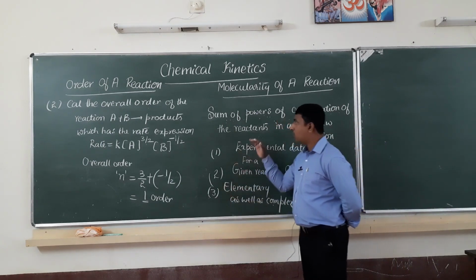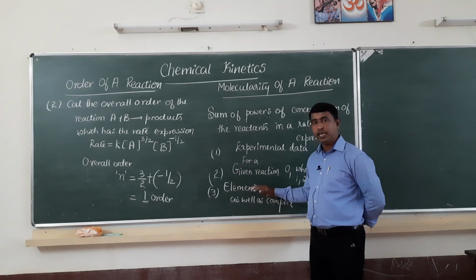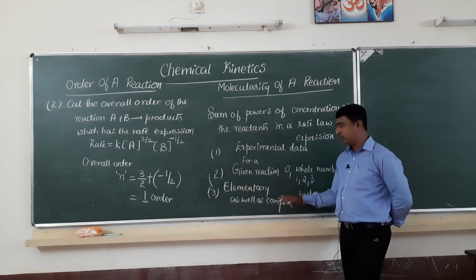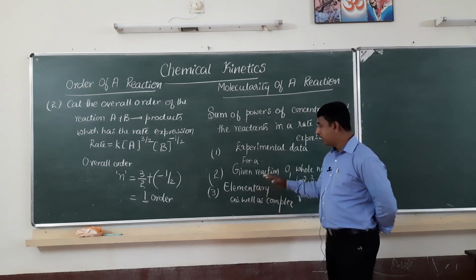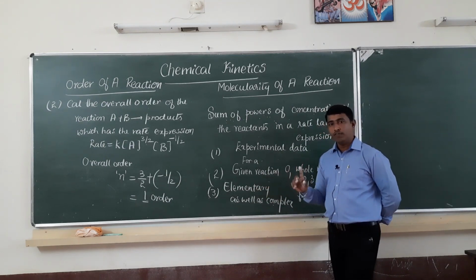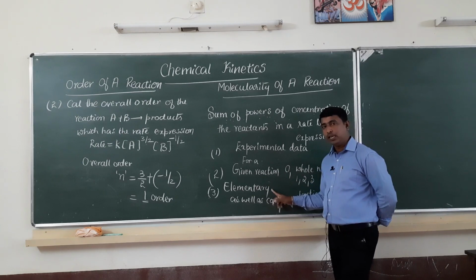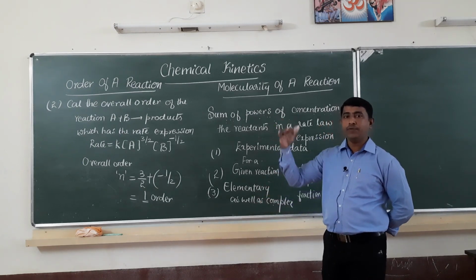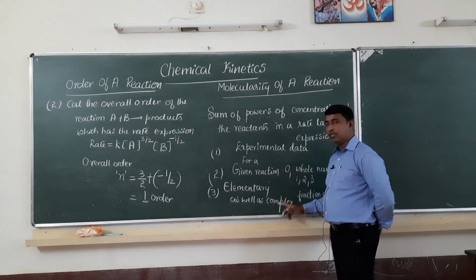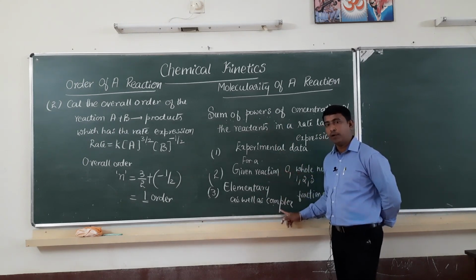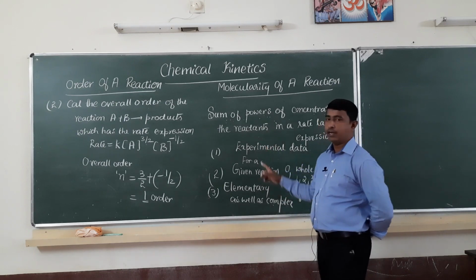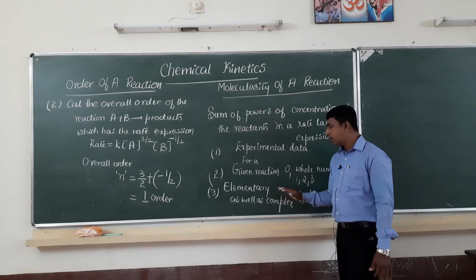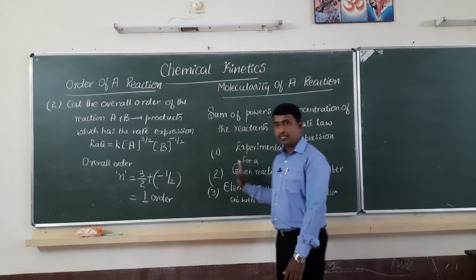Third point, order of a reaction is applicable for both elementary reaction as well as complex reaction. What do you mean by an elementary reaction? A reaction which occurs only in one step is named an elementary reaction. A complex reaction is a reaction taking place in a sequence of steps. So the term order is applicable for both elementary as well as complex reactions. Hope it is clear.